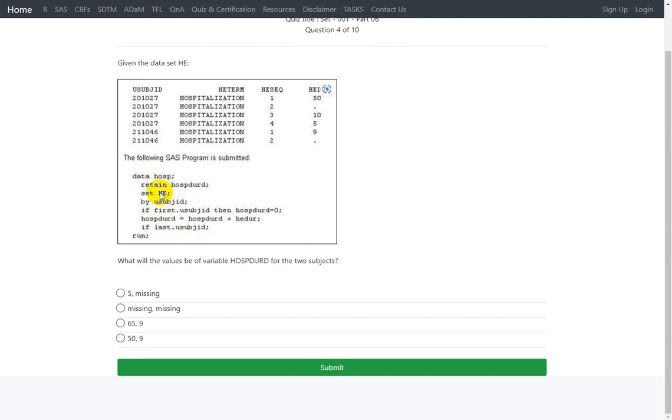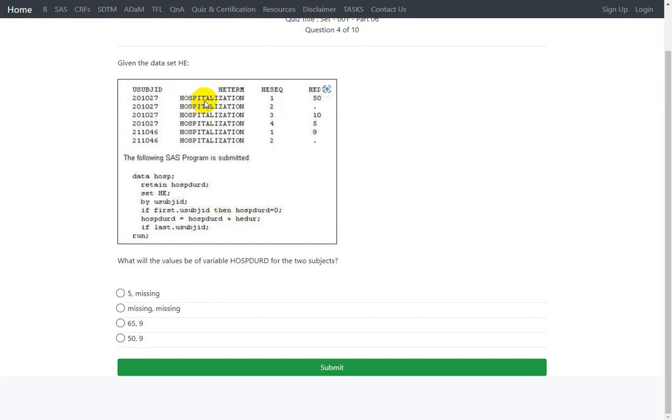So in the output dataset we'll have one record per subject, and in this case they are trying to write a piece of code to accumulate the HEDUR into a variable named HOSPDURD. So the question was to tell us the values for both the subjects present in the HOSPDURD variable. So let us try to evaluate this for the first subject.